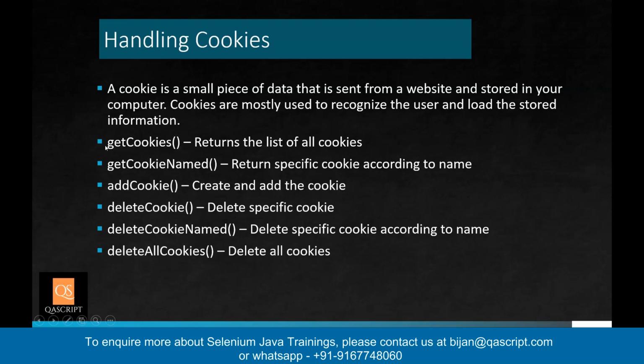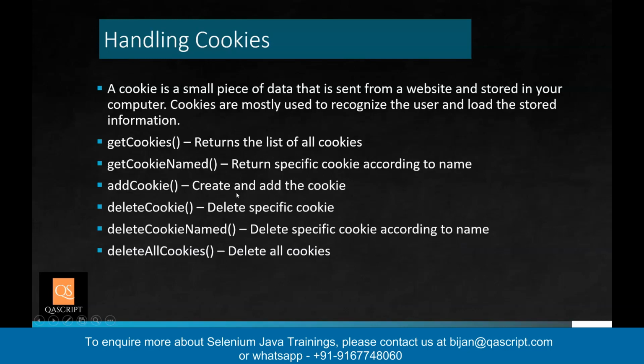Now, Selenium also allows you to handle these cookies in different ways. You can delete all the cookies before you run your script using the delete all cookies method. You can delete a specific cookie based on the name of the cookie, using the delete cookie named method. You can also delete a specific cookie by other properties. The difference is, here you can specify the name of the cookie, and here you can specify some other property.